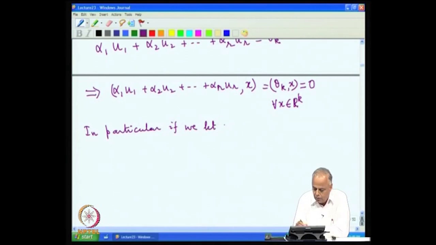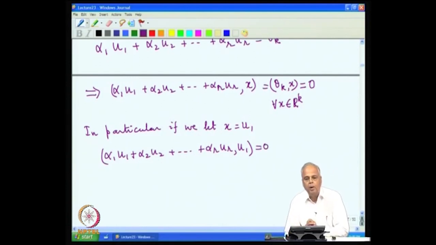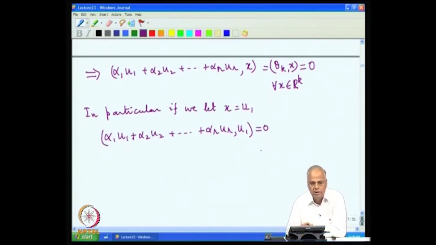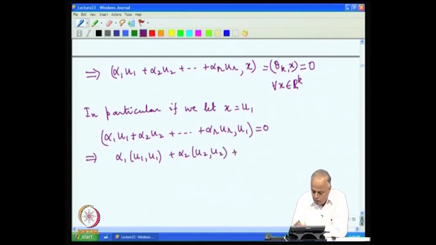Now, in particular, if we let x equal to u1, what do we get? We get, therefore, the inner product of alpha 1 u1 plus alpha 2 u2 plus ... alpha r ur with u1 must be equal to 0, because this inner product is 0 whatever x I take, and in particular I have taken x equal to u1. Now, the inner product of a sum is the sum of the inner products, this property we have seen last time, and constants can be pulled out of the inner product. So, this implies alpha 1 <u1, u1> plus alpha 2 <u2, u1> and so on up to alpha r <ur, u1> is equal to 0, because we are taking the inner product with u1. Now, alpha 1 times <u1, u1>, and <u1, u1> is 1.